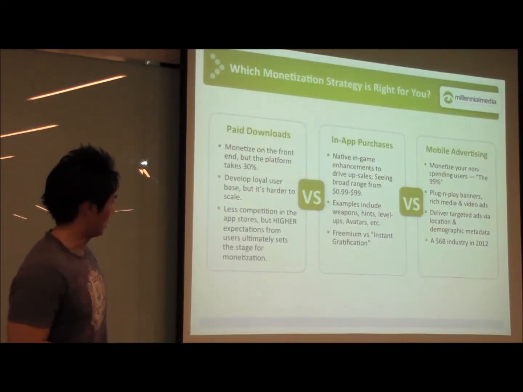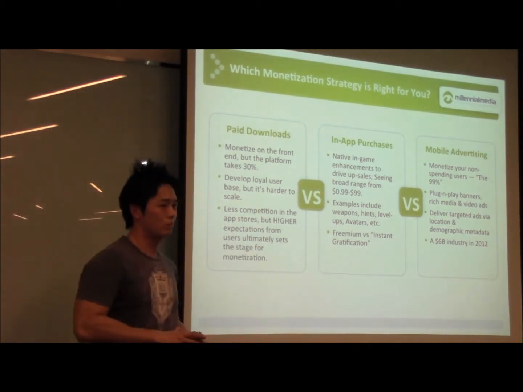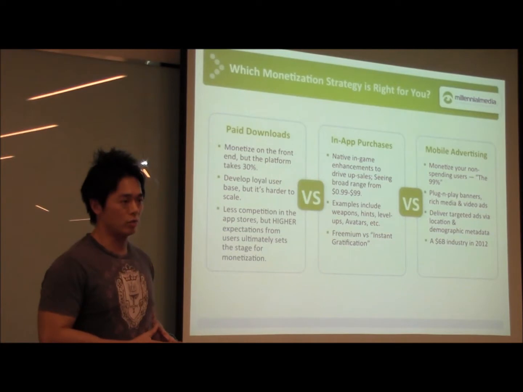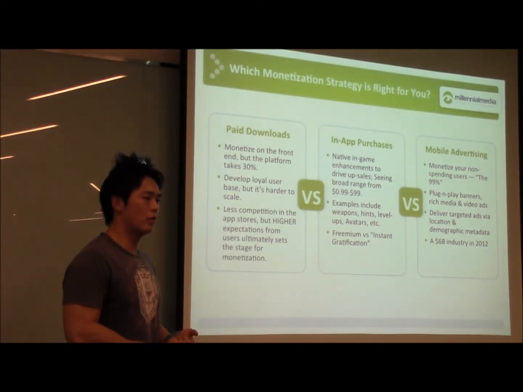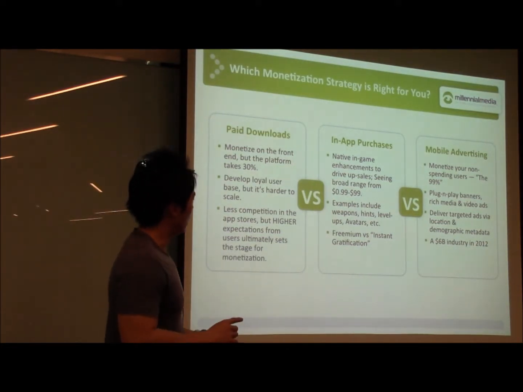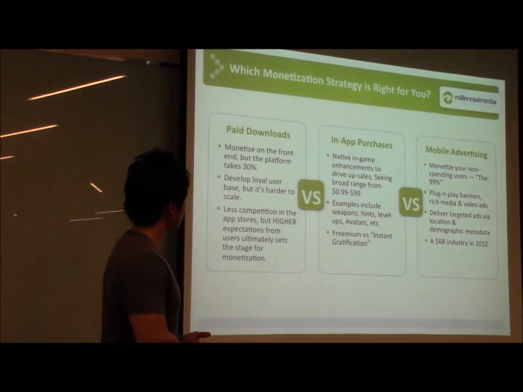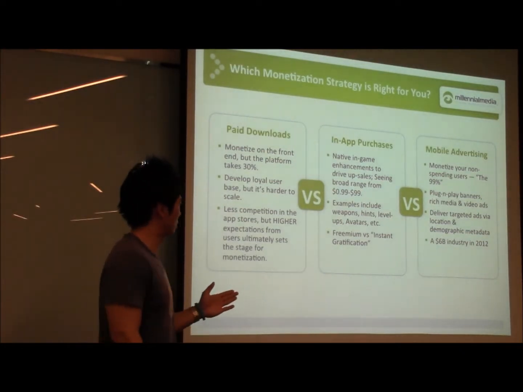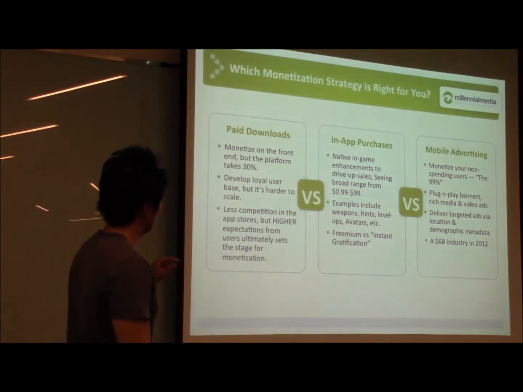So here comes the $1 million question. What are the monetization strategies that you can use? What are the main methods? In the industry right now, there are 3 main methods: paid downloads, in-app purchase, and lastly, mobile advertising. I'm going to go through each one of those and do a slight deep dive, but I'll go through them briefly right now.